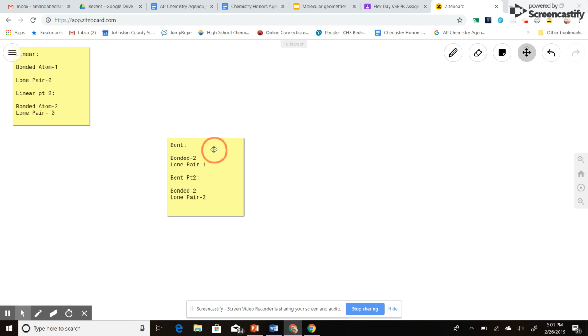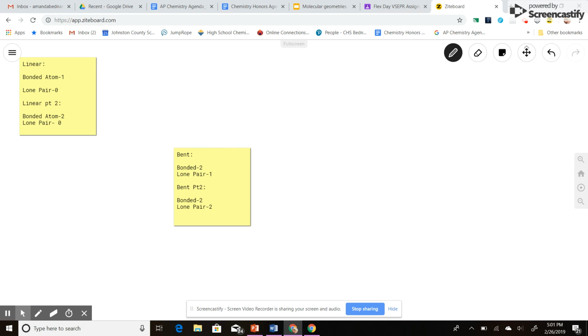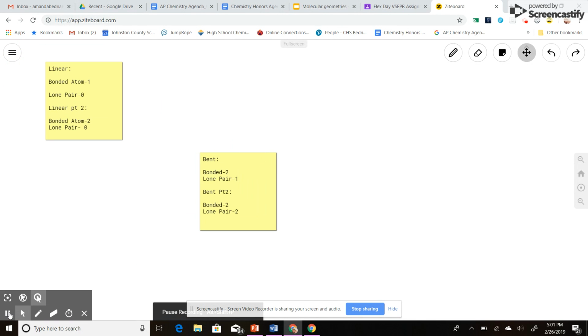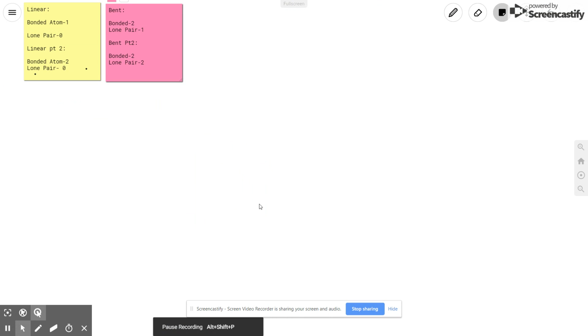All right, so we've gone through two shapes so far. We went through our bent shape. So I'm messing all my stuff up over here. And then we did our linear shape. Sitting here trying to move all my Post-its around. Okay, now that I've got all the little bugs fixed here.